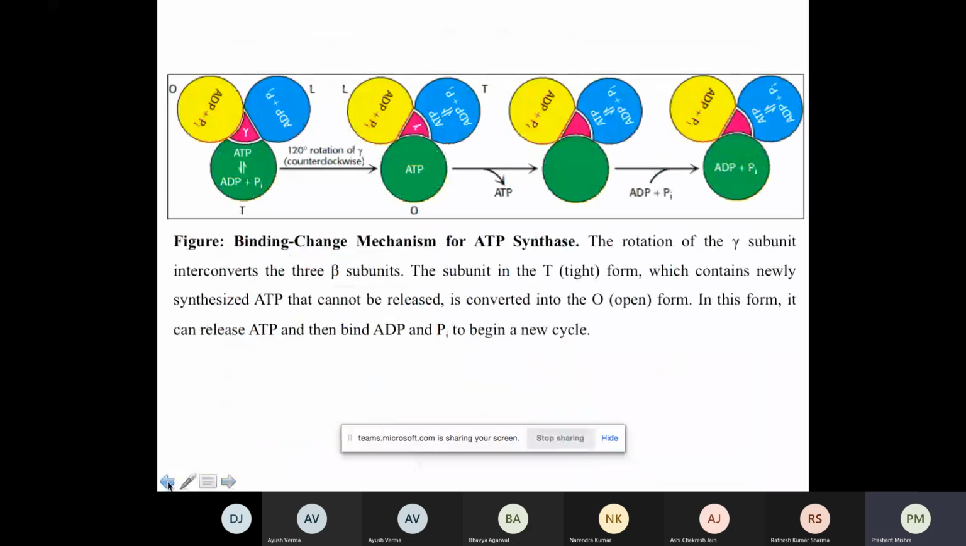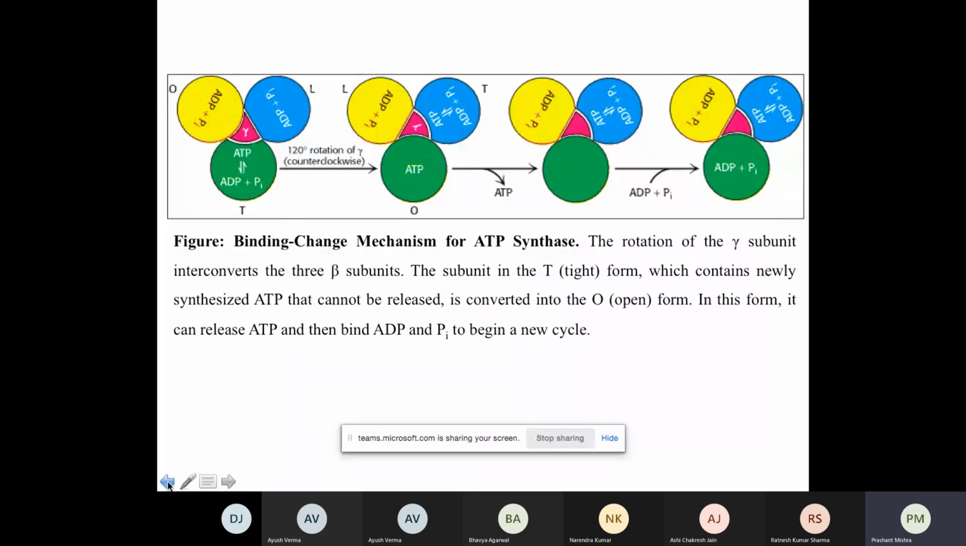Now you may ask the question, how can we prove it? Suppose I block the electron transport. There are inhibitors, and I will show you what they are. You can block the transfer of electrons in the electron transport chain, and you see the ATP synthesis is not happening.